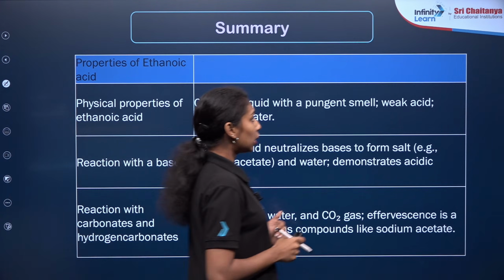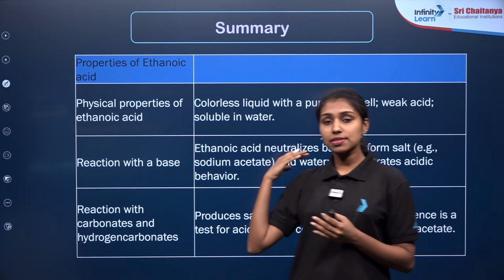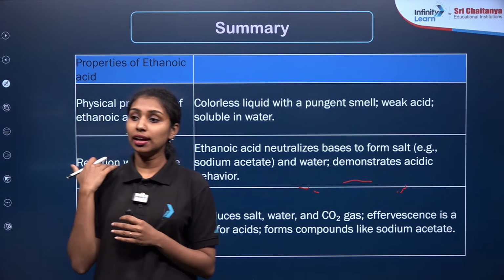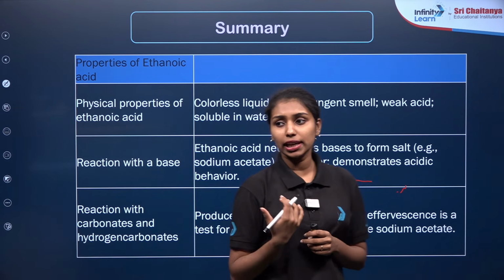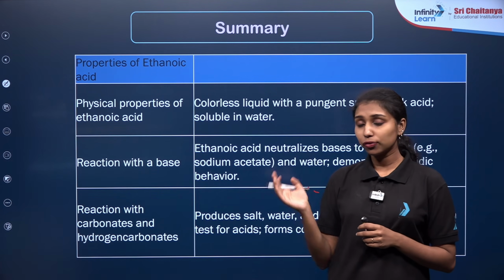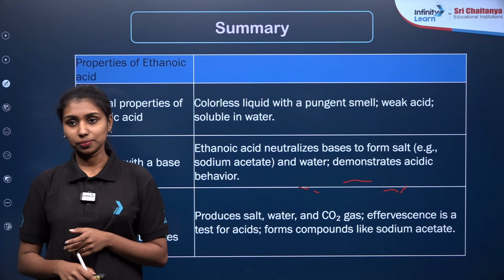Okay, these are the last part from the carbon and its compounds, ethanoic acid and its properties. So we have seen ethanol and its reactions. We have seen ethanoic acid and its reactions. Then when we are treating both ethanol and ethanoic acid together, they will be forming an ester. That process is known as esterification.